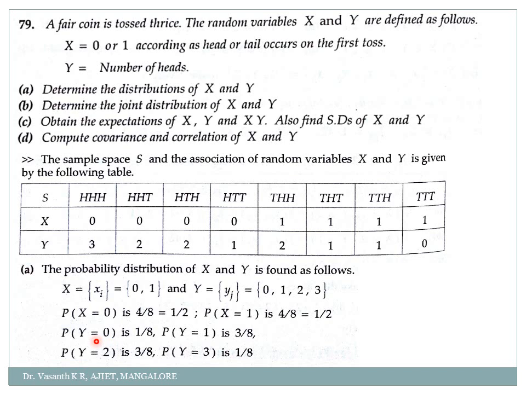Okay, done. Now y. What is the probability of getting y equal to 0 here? Out of 8 chances, how many chances are there? Only 1 chance. So probability of y equal to 0 is 1 by 8. Y equal to 1, 3 by 8, correct? So y equal to 2, again 3 by 8. And y equal to 3, 3 is only 1. So 1 by 8. So write all these probability values now.